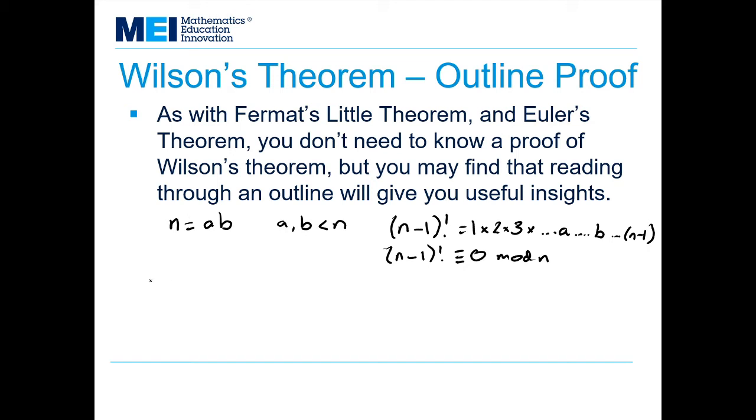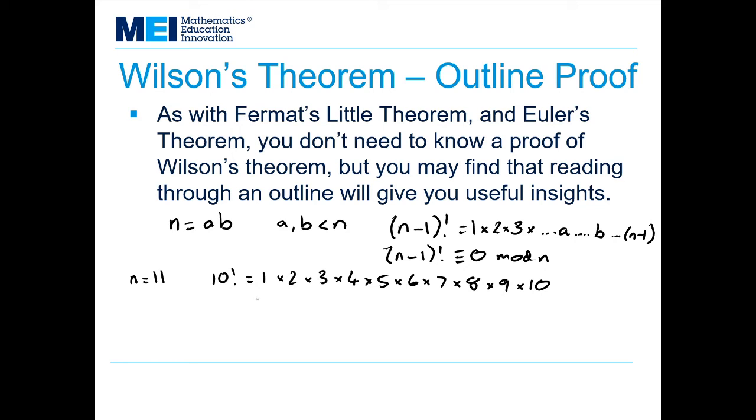Okay, so what if n is prime then? Well, let's take an example of n equals 11 and see the outline of the argument. So when n equals 11, then my 10 factorial is 1 times 2 times 3 times 4 times 5 times 6 times 7 times 8 times 9 times 10. And the neat trick that we can do here is we can pair these off into things that give 1 mod 11.